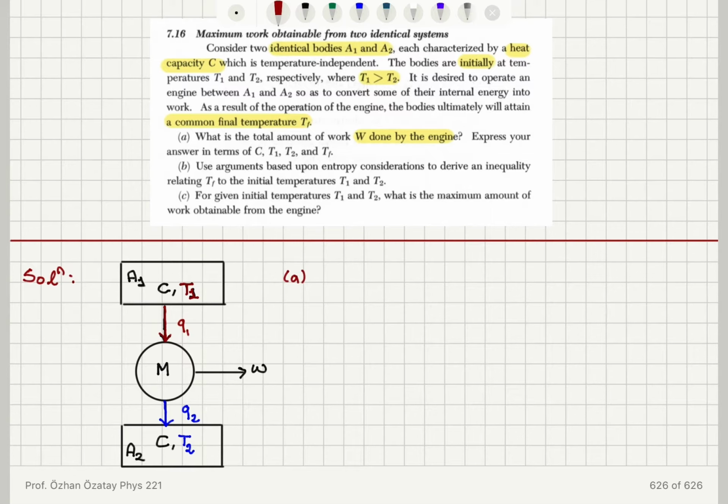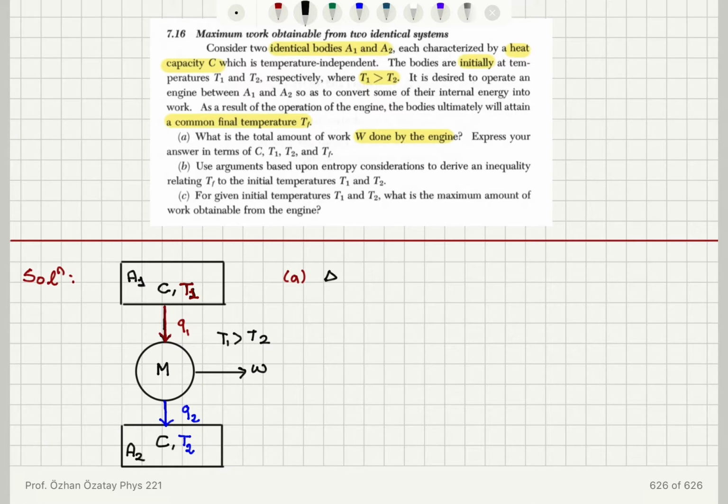So here is the schematic diagram. A1 is at higher temperature, T1, so therefore it's red, it's the hot one. A2 is at temperature T2, which is cold. We're absorbing heat from the A1 reservoir, releasing heat to the A2 reservoir and getting some useful work output. And we have T1 greater than T2.